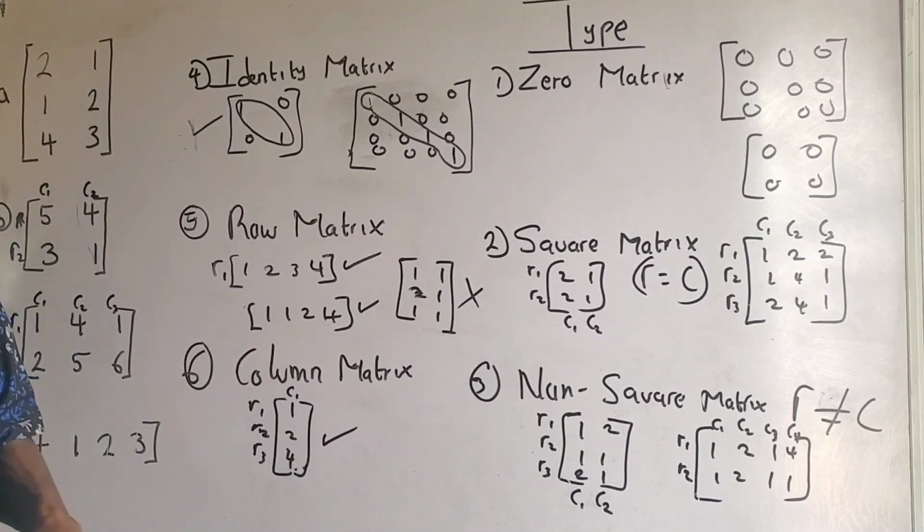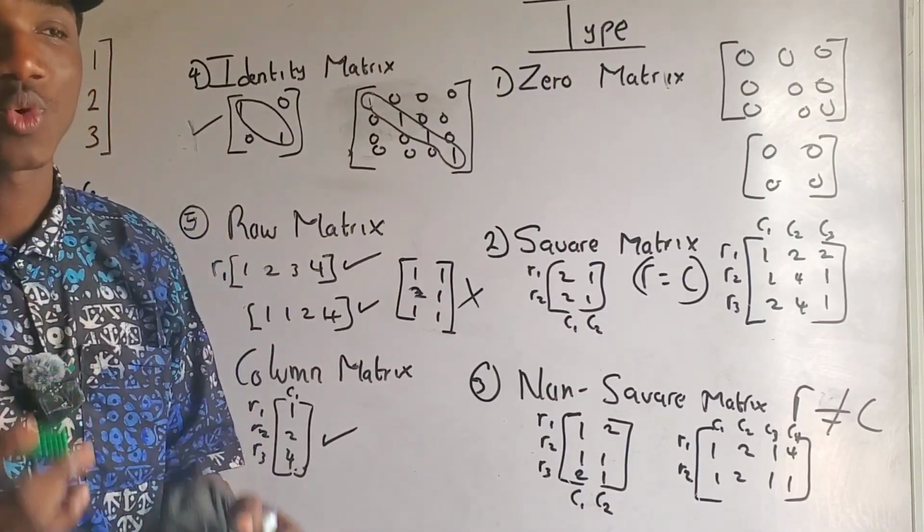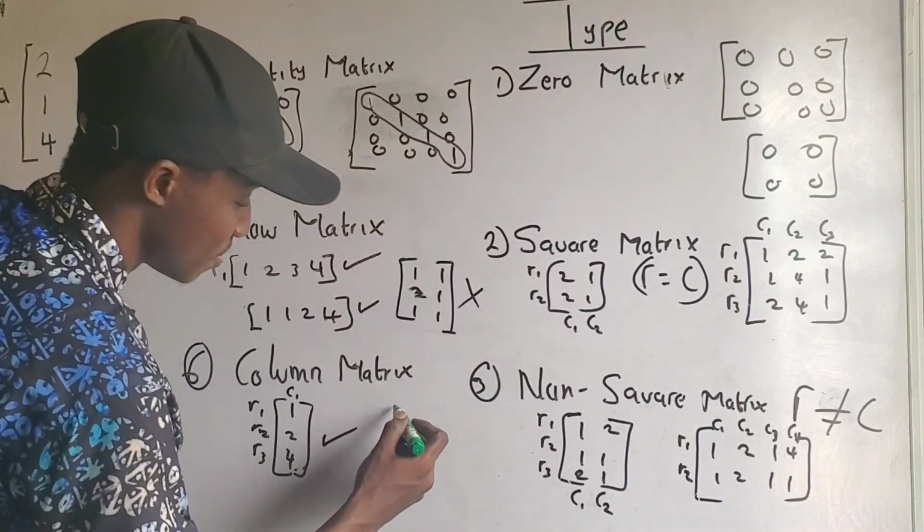So a matrix that has only a single row is called row matrix, and a matrix that has only a single column is called column matrix. Do not forget. Okay. Now let me give you another example.